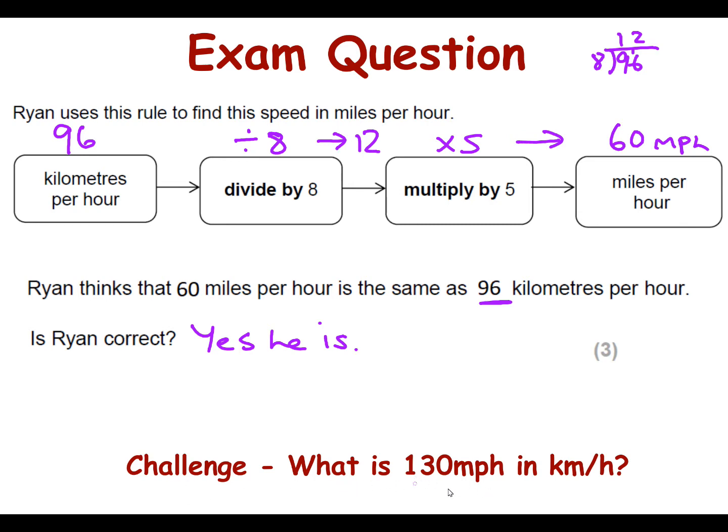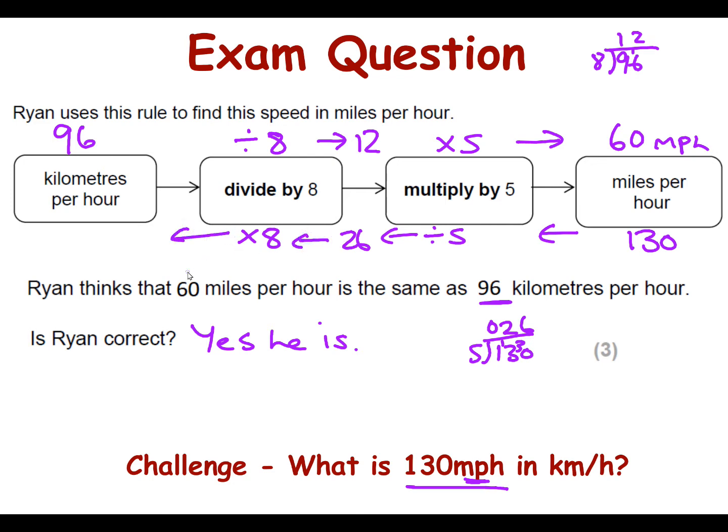Now, the challenge says, what is 130 miles an hour in kilometers an hour? So it's miles per hour. The 130 is at this end. So we have to go back the other way. So we need to divide by 5 and then multiply by 8. So let's do that. I've got 130 and I divide it by 5. 5 doesn't go into 1, 5 goes into 13 twice, remainder 3, and 5 goes into 30 6 times. So 130 divided by 5 gives us 26, and 26 multiplied by 8 will give us our speed in kilometers an hour.